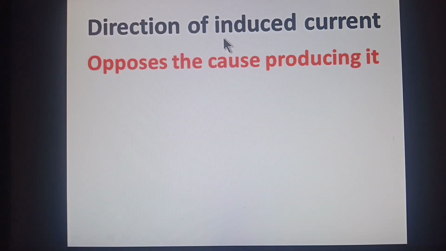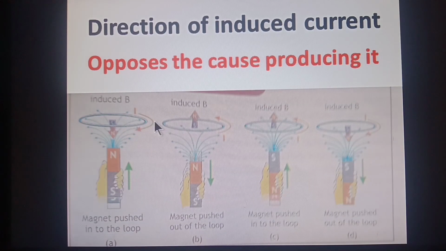The direction of this current will be such that it opposes the cause producing it. Means the direction of this current is such that it will oppose the cause producing it. What is the cause that is producing this current? Look at this diagram.